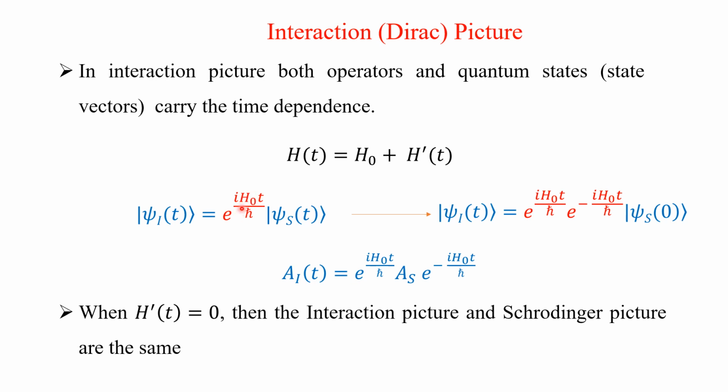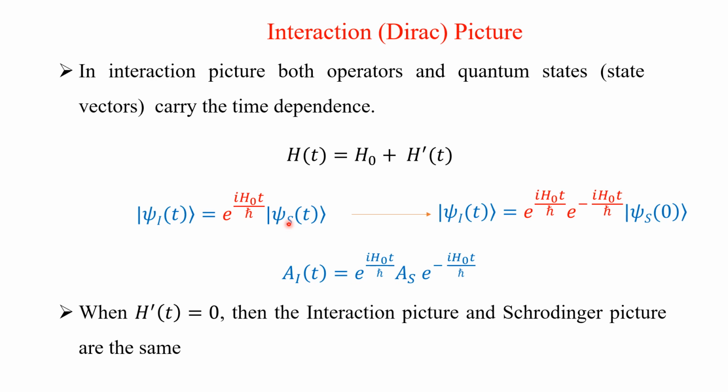So e power i H naught. I want to stress this point. This is not H. It is H naught t over h cross. We have taken the Schrödinger wave function because the Schrödinger wave function depends on time, not Heisenberg. In fact, Dirac has formulated it like this. Dirac has taken this Schrödinger wave function for his interaction picture.